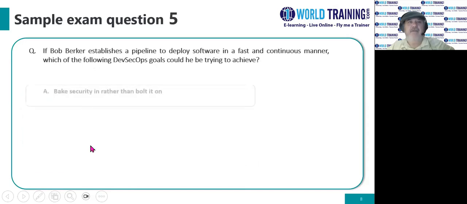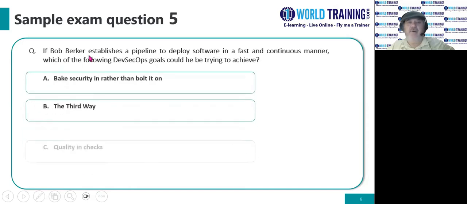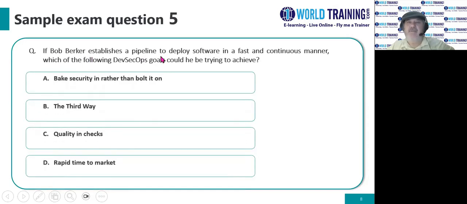Okay. If Bob Burker establishes a pipeline to deploy software in a fast and continuous manner, which of the following DevSecOps goals should he be trying to achieve? So he's talking about speed, trying to get things faster and continuous. So which of the goals?